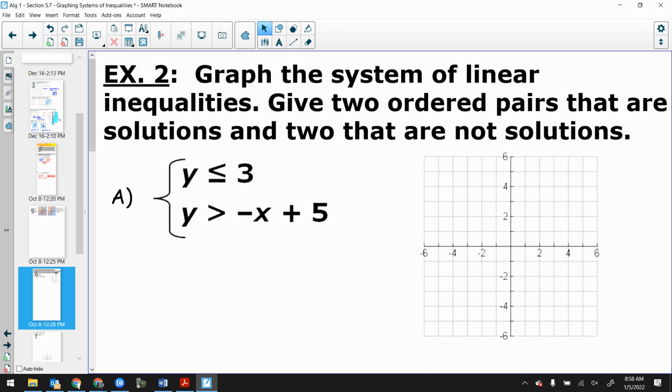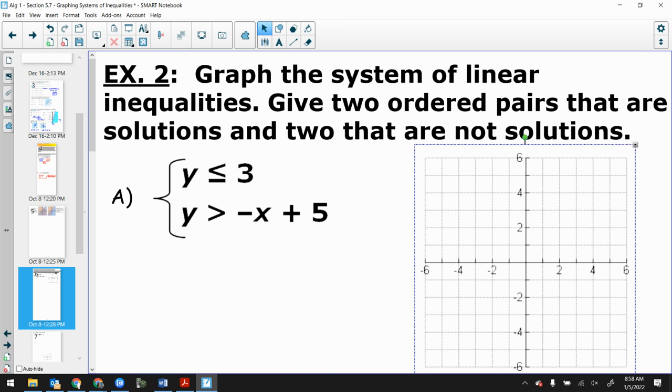The directions here say graph the system and then give 2 ordered pairs that are solutions and 2 ordered pairs that are not solutions.